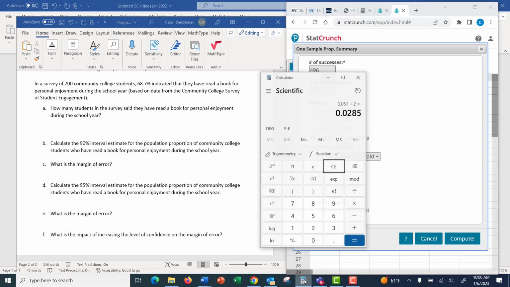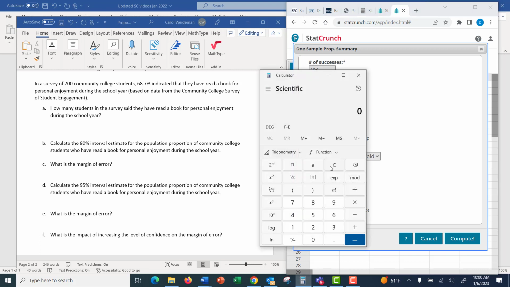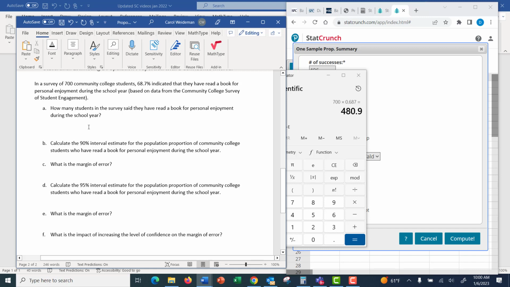So I'm going to take my calculator, and I'm going to take the 700, which is the number of students that were in the survey, and I'm going to multiply by the percentage that was given to me as a decimal, which becomes 0.687, and I get 480.9, which I'm going to round off to 481. So my success is here, and I'm going to go ahead and type that over here so we don't forget. It would be 481 students.